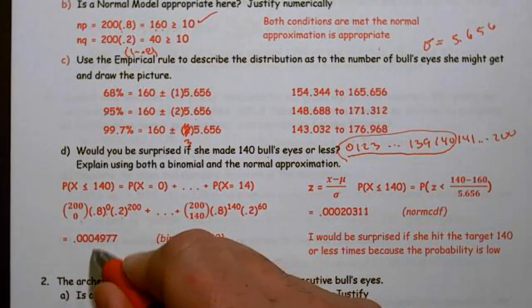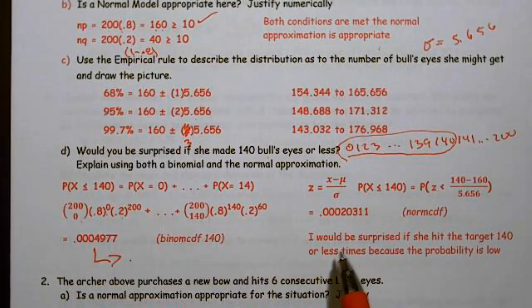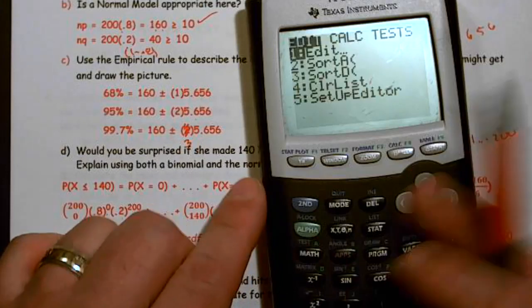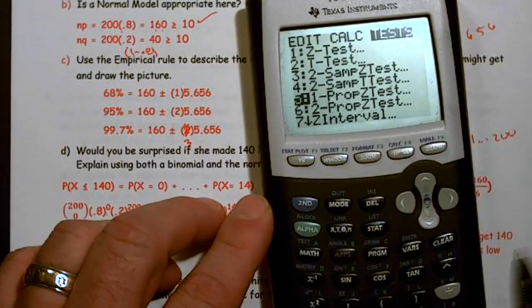Now, I'm going to use the normal approximation. By the way, the binomial is more accurate than the normal. But what's a few thousandths among friends? We're getting really, really close. So in this case, we're going to go stat, test, one proportion z test.